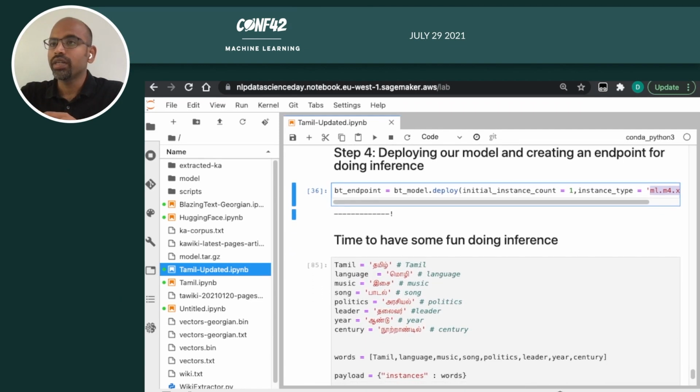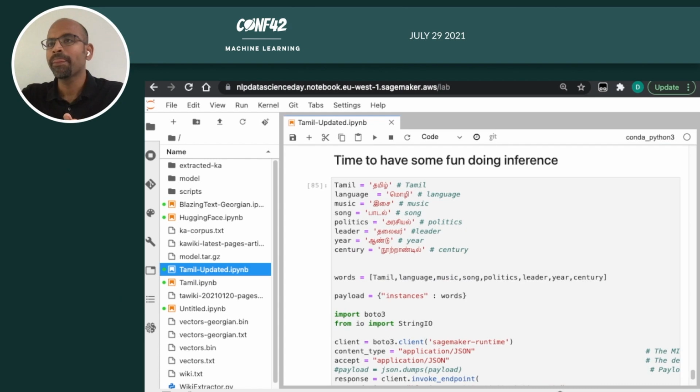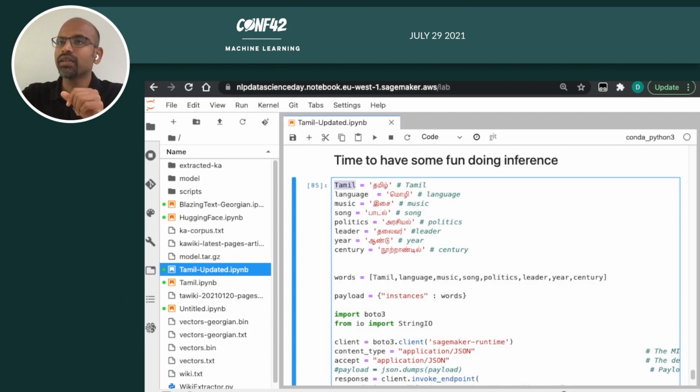Now, once it is deployed, you have an endpoint to do inference against. So if you see here, I am creating a set of words that I want to use for inference. The first word is Tamil. The second word is language, or Mozhi.